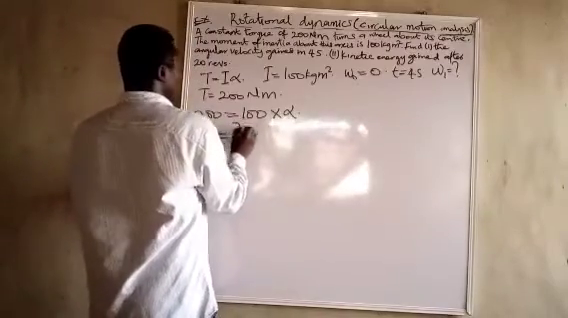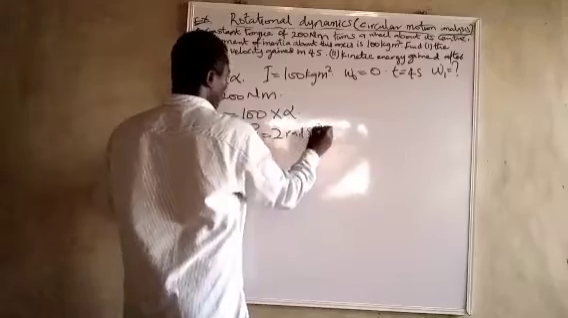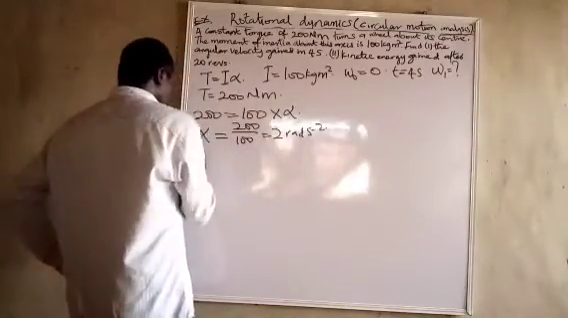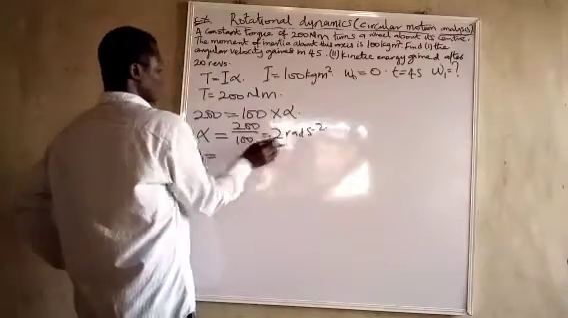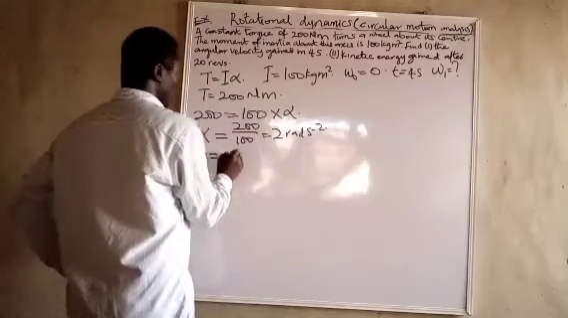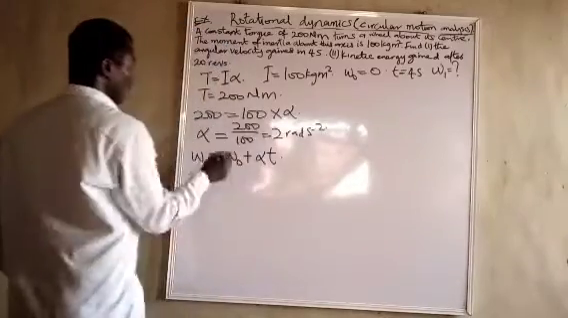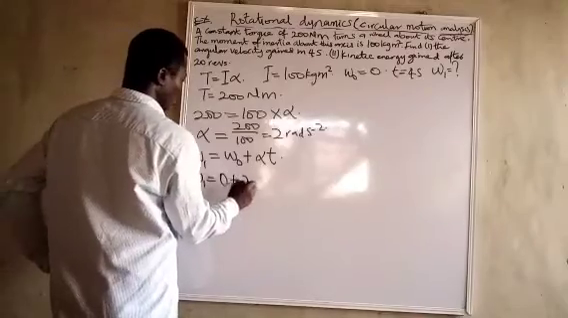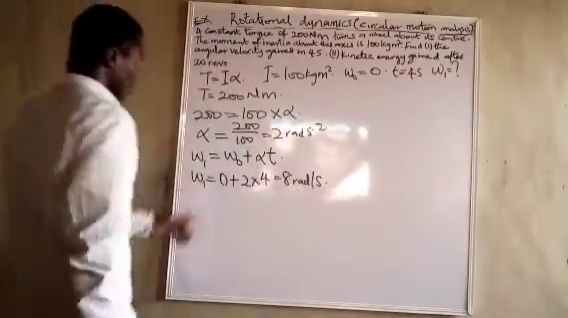So alpha is 200 over 100, which is 2 rads per second squared. So, for the first one, we have the angular acceleration. Now, final angular velocity is equal to initial velocity plus angular acceleration times time. Therefore, after 4 seconds, omega is equal to 0 plus 2 times 4, which is 8 rads per second. That is for the first one.